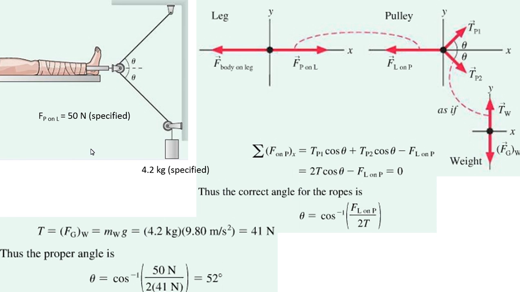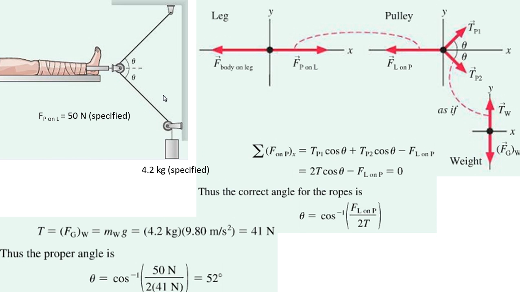So the doctor has specified that there be a force of 50 newtons horizontally on this leg that's in traction of the pulley, on the leg, 50 newtons this way, horizontally. And also that a 4.2 kilogram hanging mass should provide the tension in this string right here.